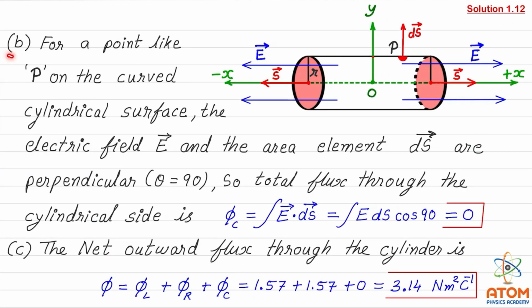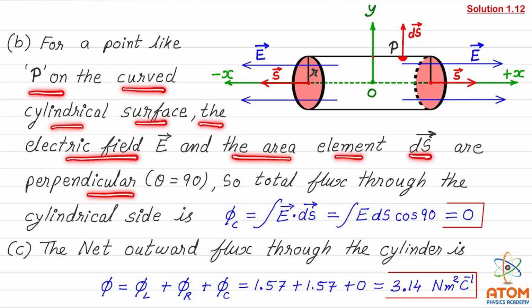Let us solve B now. For a point like P on the curved cylindrical surface, the electric field E and the area element ds are perpendicular. That's why theta will be 90.